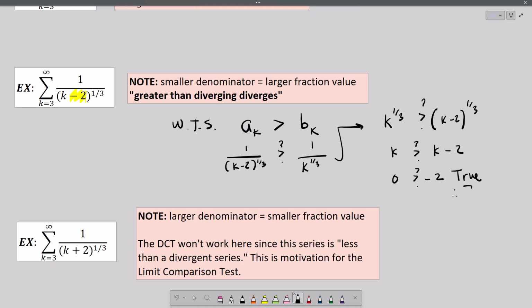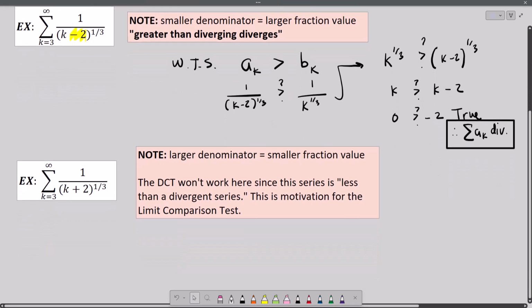Therefore, the a sub k series diverges. So bigger than diverging diverges. We have a true statement down here. 0 greater than -2 is true. So this statement is true. So we have that the a's are bigger than the b's. And since the b series diverges, the a series must diverge also. No choice.